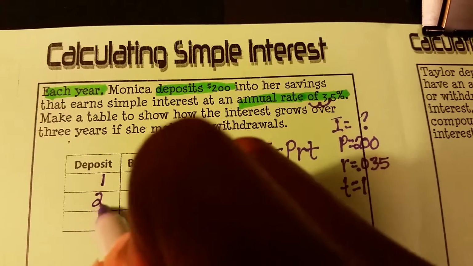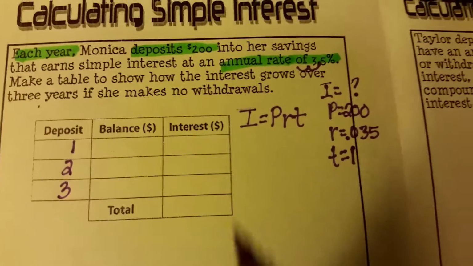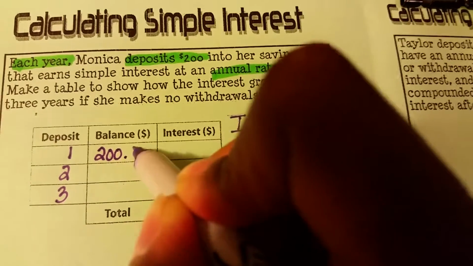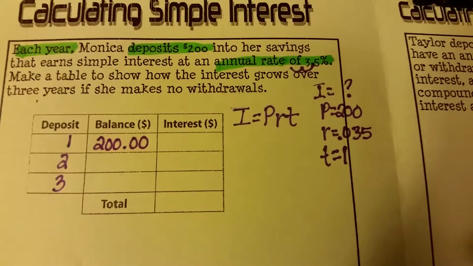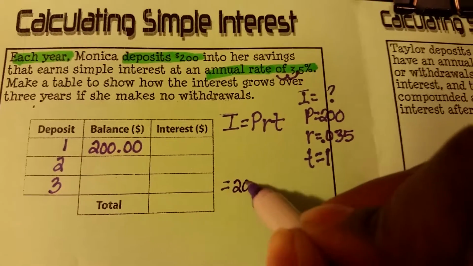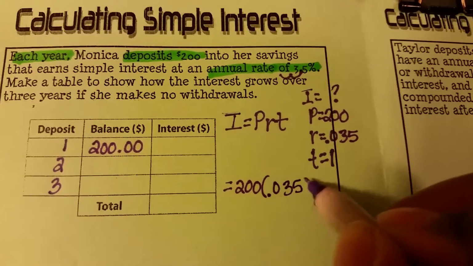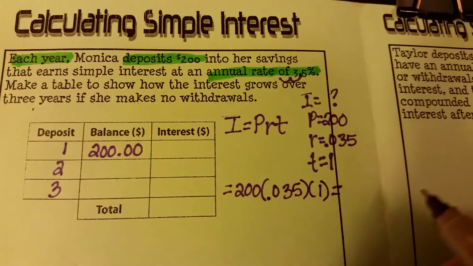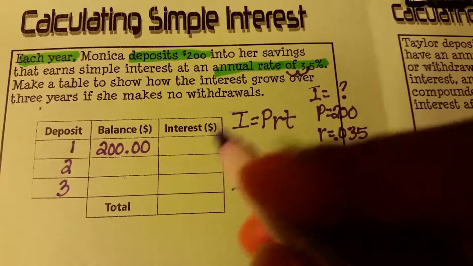Now we're going to make 3 deposits here, so 1, 2, 3. On our first deposit, she started out with $200, so we put $200 here. Now we figure out what our interest would be for that first deposit. We plug it in: 200 times our rate as a decimal, 0.035, times 1. Once we calculate that, we get 7. So our interest would be $7.